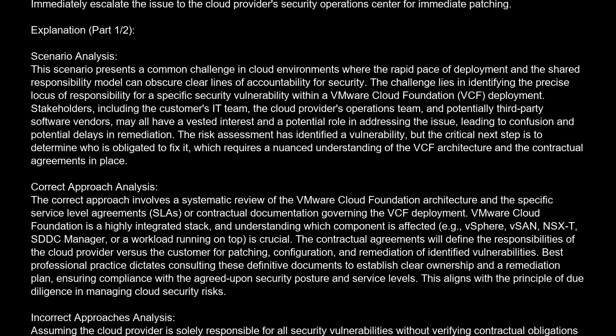VMware Cloud Foundation is a highly integrated stack, and understanding which component is affected, e.g., vSphere, vSAN, NSX-T, SDDC Manager, or a workload running on top, is crucial. The contractual agreements will define the responsibilities of the cloud provider versus the customer for patching, configuration, and remediation of identified vulnerabilities. Best professional practice dictates consulting these definitive documents to establish clear ownership and a remediation plan, ensuring compliance with the agreed-upon security posture and service levels. This aligns with the principle of due diligence in managing cloud security risks.